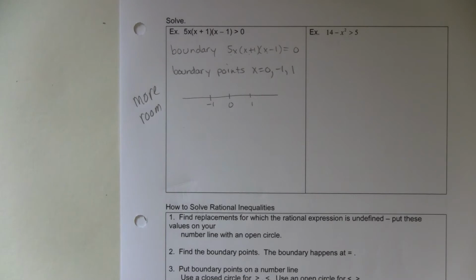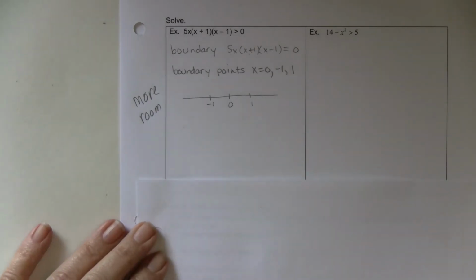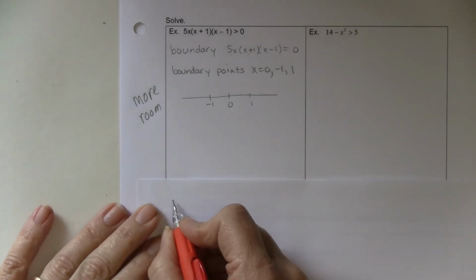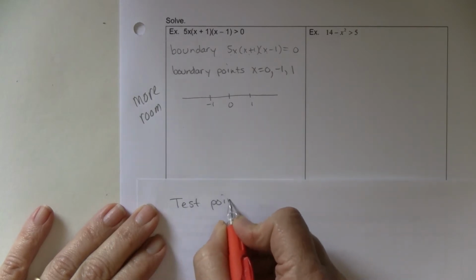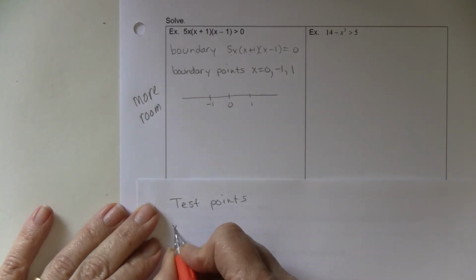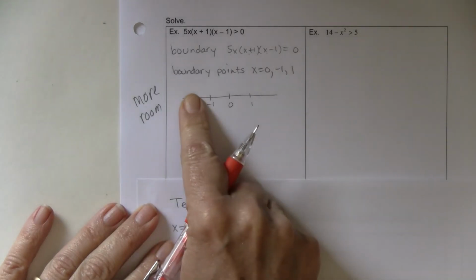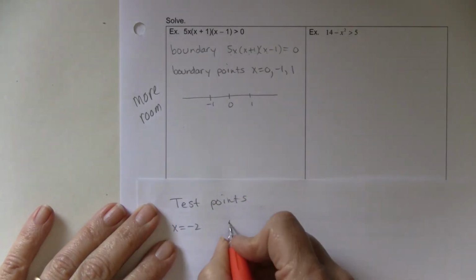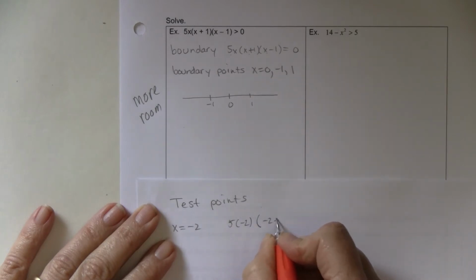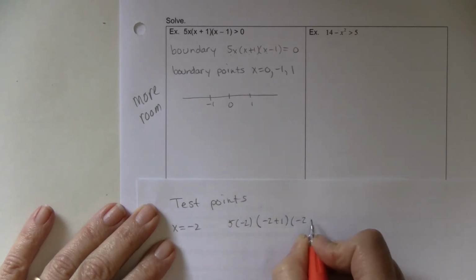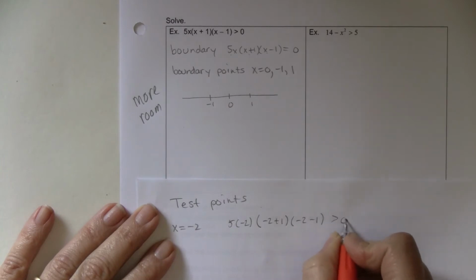And so I'm going to do my testing on a different piece of paper because it's just not gonna fit on here. So I'm going to be testing my test points, and I'm going to pick x equals negative 2, which is over here. And so this is going to be 5 times negative 2, and then negative 2 plus 1, and then negative 2 minus 1 is greater than 0.